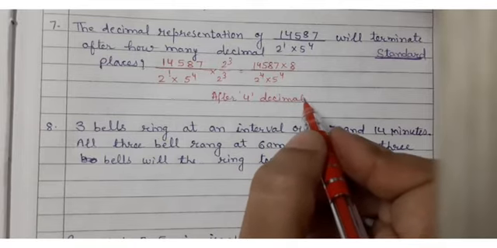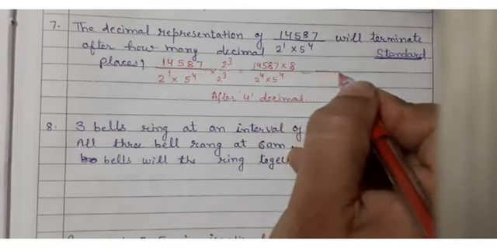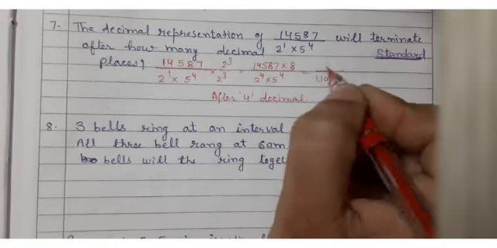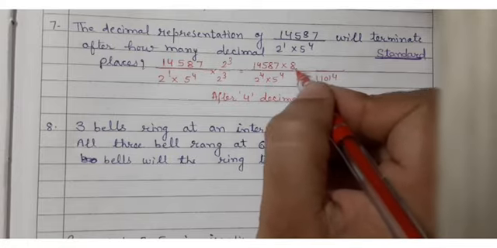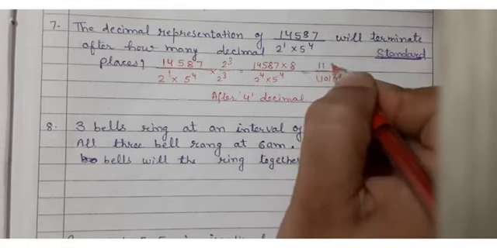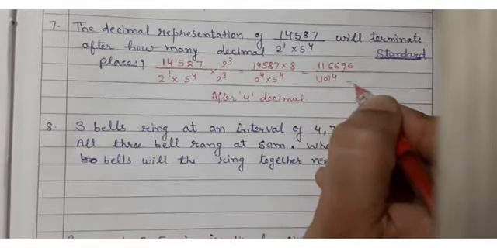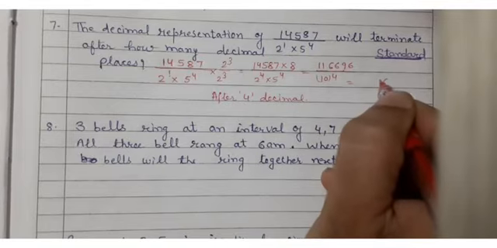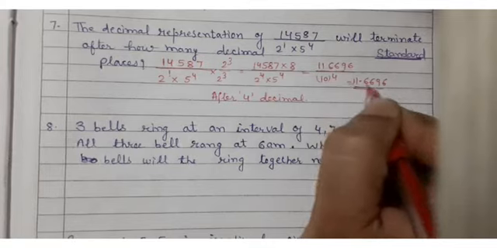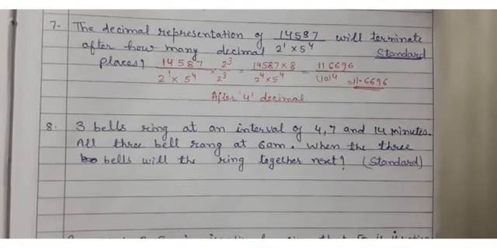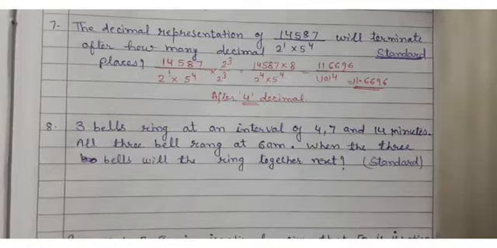But if they ask to convert into decimal form, how can we convert it? You can write 10 to the power 4. Then multiply it, and when you multiply, you will get 116696. Then in decimal form, this is your answer, with 4 decimal places.